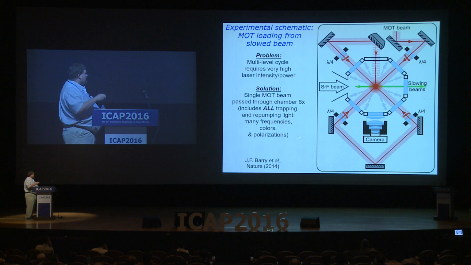So here's what the setup looks like. We have our strontium fluoride beam that's been slowed, as I described before. Then, in order to conserve the power in our laser beams, we pass a single beam and wrap it around the system for all 6 directions in the MOT. And each of these beams, of course, has many, many different colors, frequencies, and polarizations.